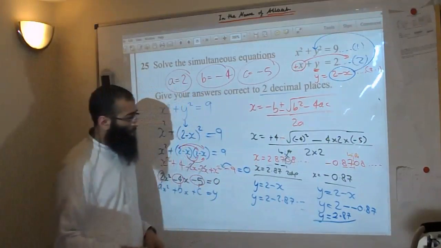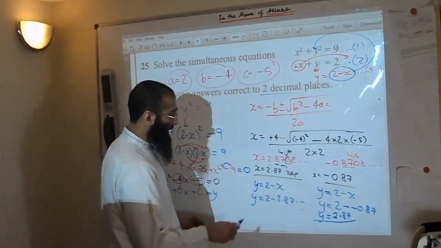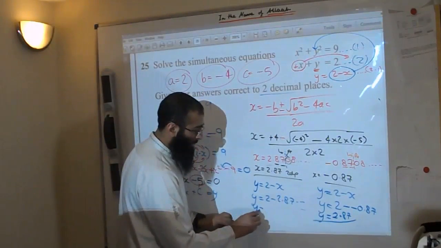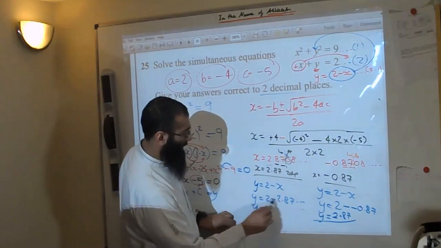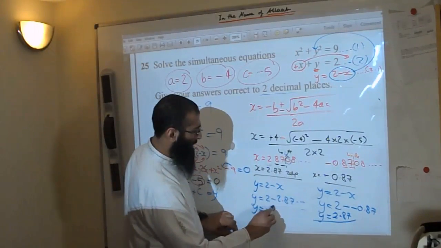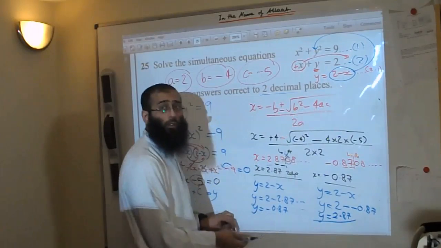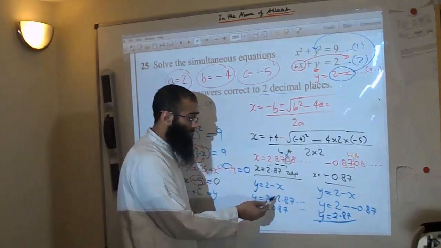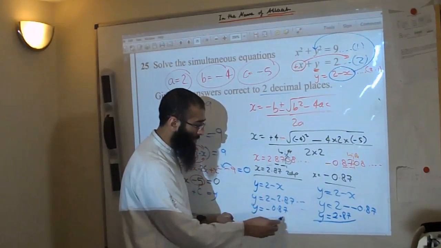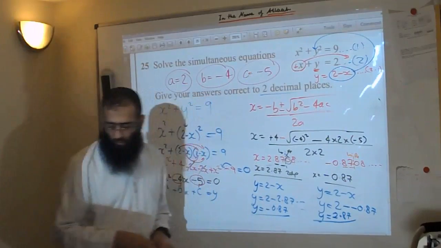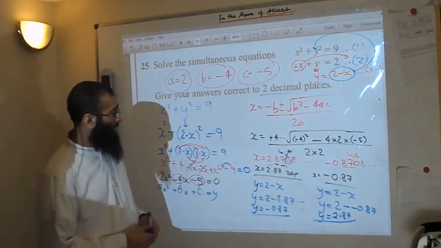And for this one we're going to have 2 take away 2.87. So 2 take away 2.87 will give you minus 0.87. That will be a deficit. You only have 2, and you've got to give more than 2 away, so that will be the bit that you owe. So that should give us our corresponding values.